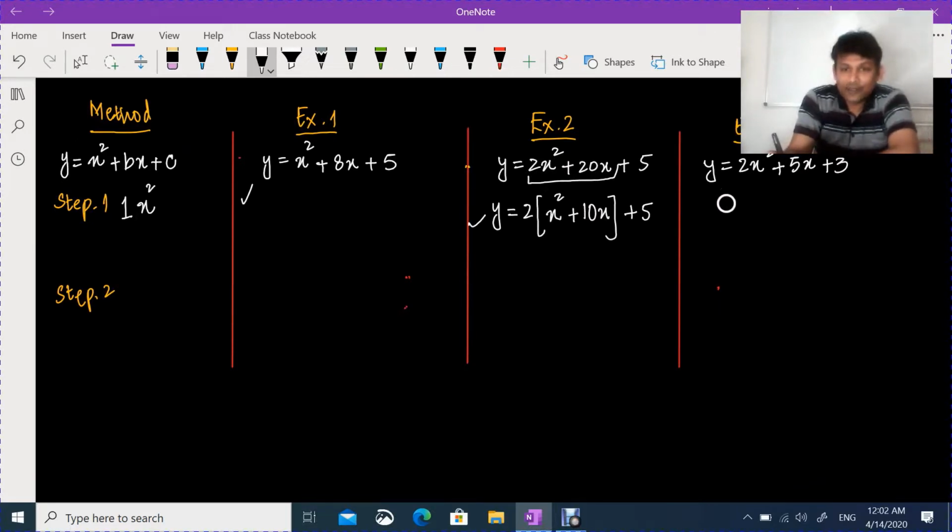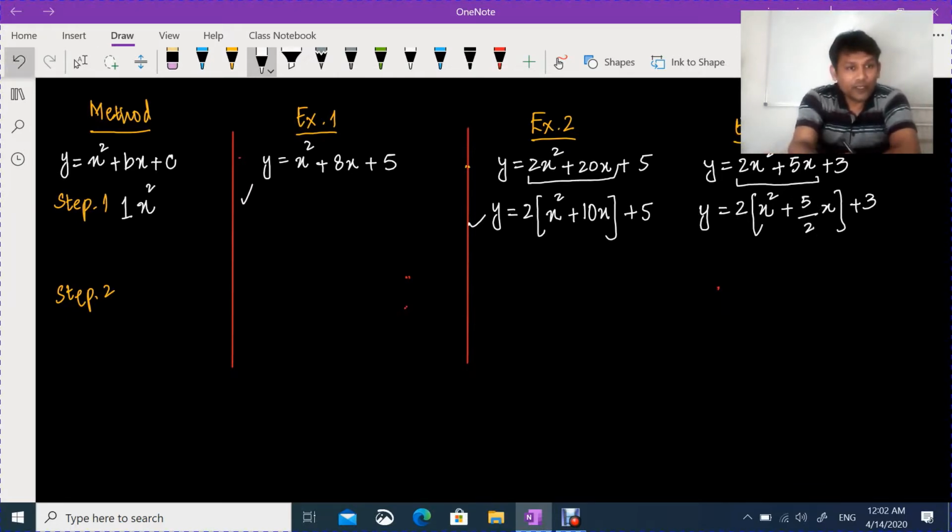In the third example, y equals 2x squared plus 5x plus 3. I want to make x squared have a coefficient of 1, so I want to remove 2, but 2 and 5 have no common factor, so I take it out by force. I write 2 here, x squared plus 5 upon 2 x, and copy the 3. When I multiply 2 with 5 upon 2, the 2s cancel and only 5 is left. This is the way. Step number 1 is done: we have to make x squared have a coefficient of 1.